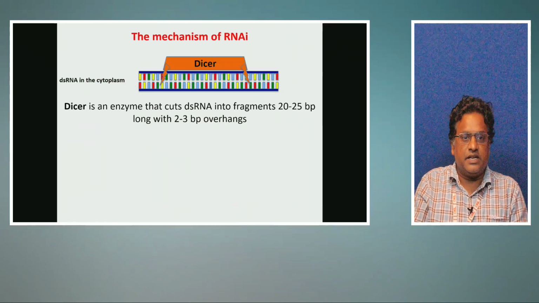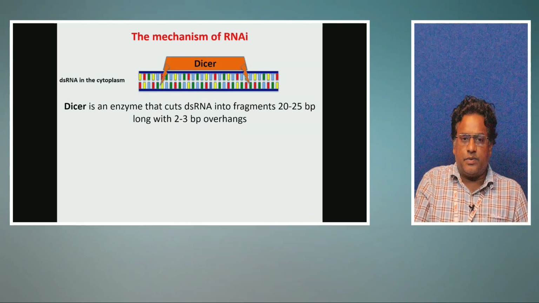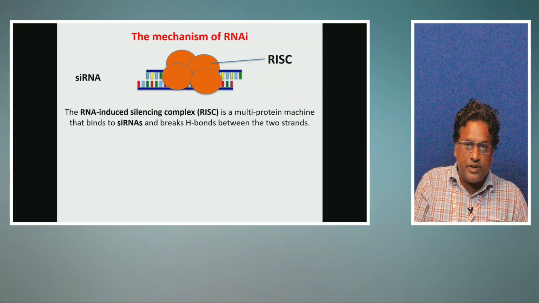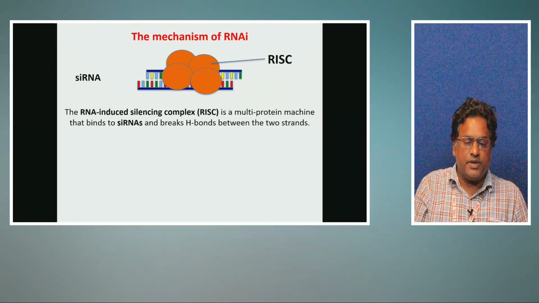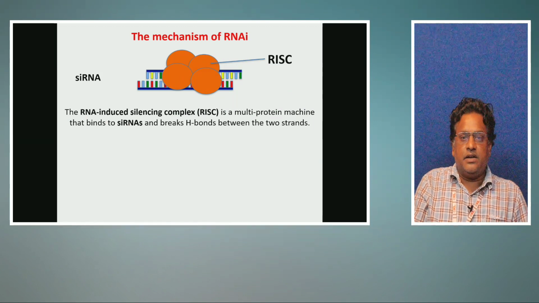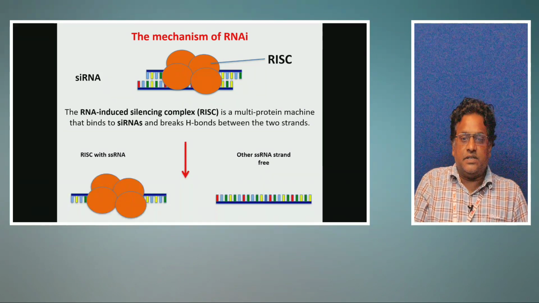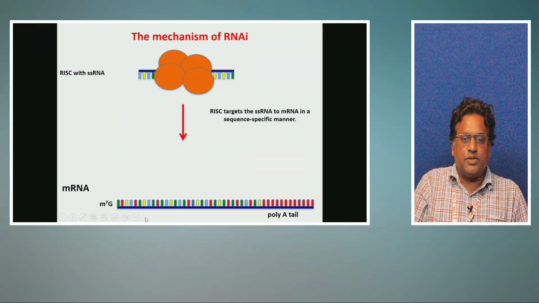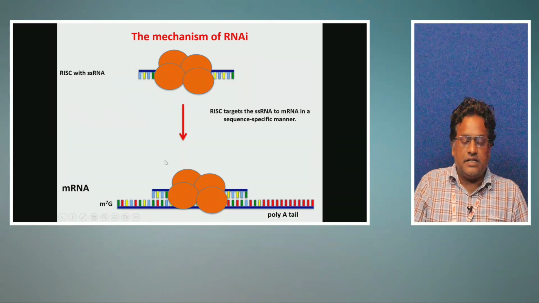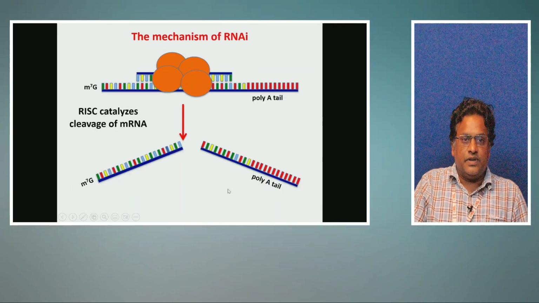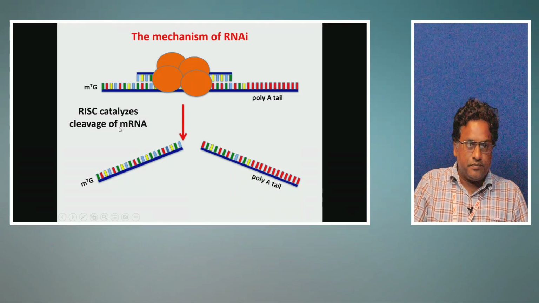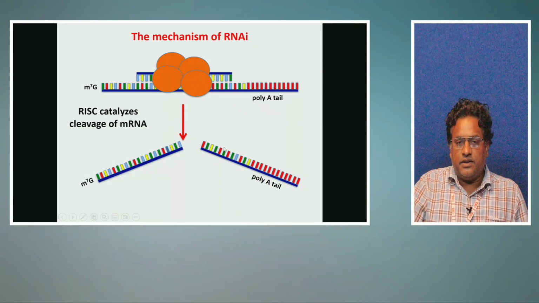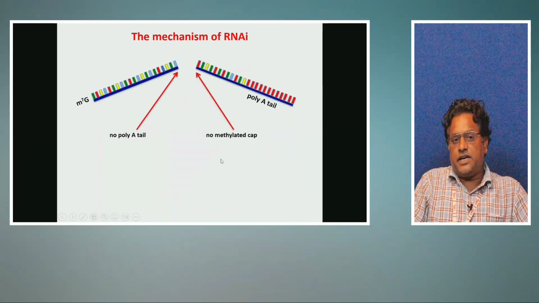So you see the mechanism of RNA interference. The Dicer enzyme cuts the dsRNA into small fragments, producing small siRNAs. This siRNA, along with the RISC complex, a multi-protein machine, binds to the RNA. Along with the single-stranded RNA, it is directed towards the mRNA to be targeted, inducing silencing of that particular mRNA. The complex catalyzes the cleavage of the mRNA, and this is the way you can silence certain RNAs.